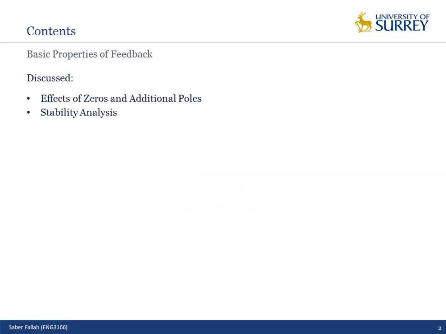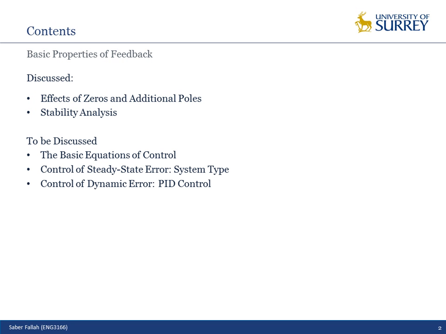Two weeks ago, I discussed the effects of zeros and additional poles, and the Routh-Hurwitz stability criterion. Last week, I briefly talked about the basic equation of control. I will continue this concept today. Next week, I will talk about the control of steady state error. I will talk about the system type today as well. And for the control of dynamic error, PID control, I will talk next week.